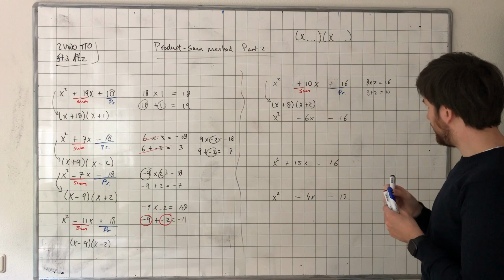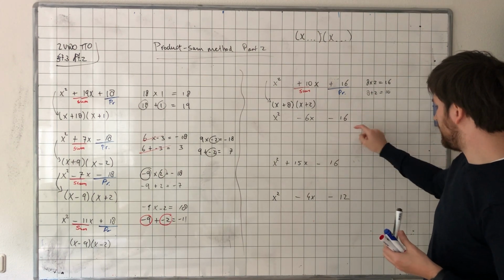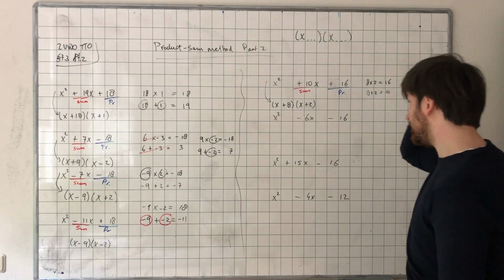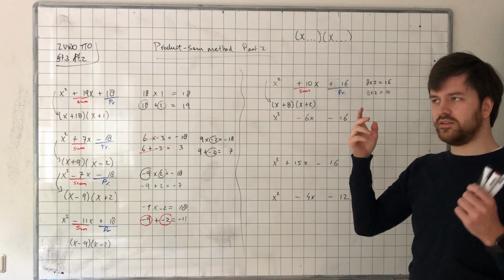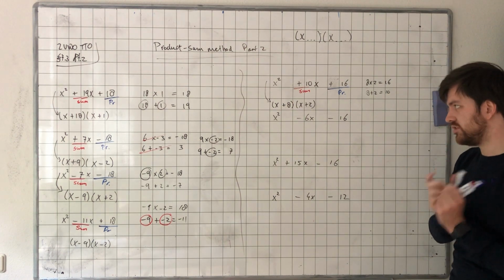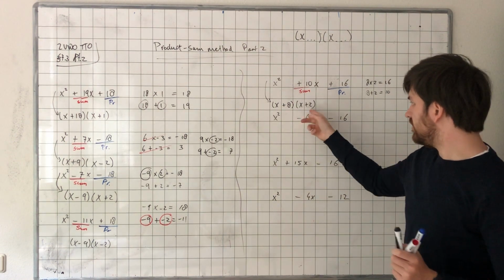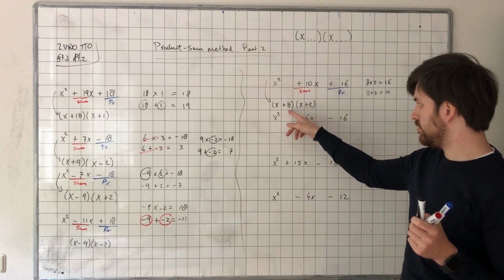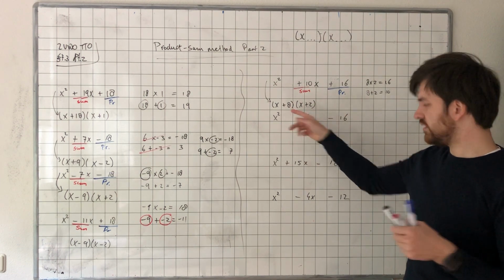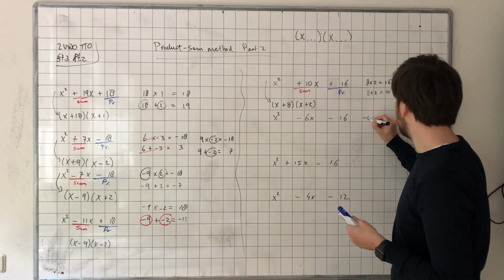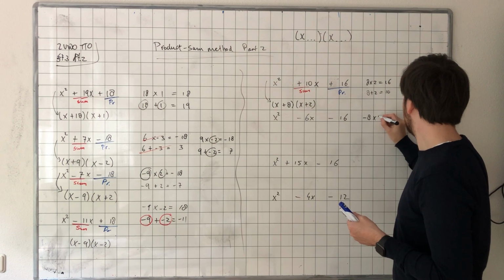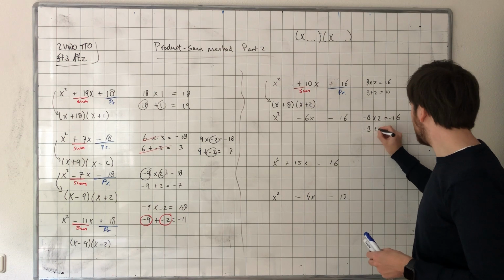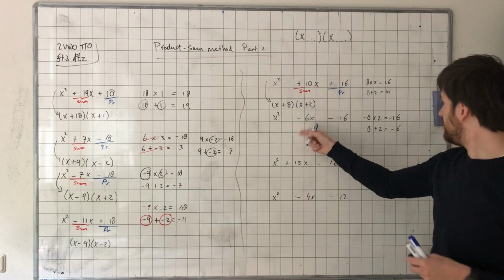The next one, instead of plus 16 I have minus 16, which means one of my numbers has to be negative. And I already see over here that basically the difference of those numbers has to be 6. Well, we just did the first one, and the difference between 8 and 2 is 6. So the biggest number has to be negative. So I'm going to try minus 8 times 2. It's minus 16, so that should work. Then minus 8 plus 2, it's minus 6, so that one works as well.